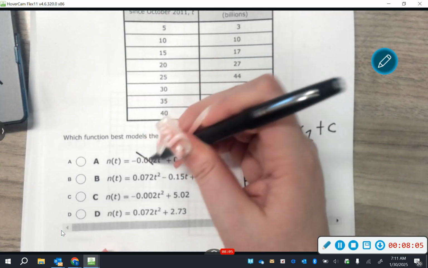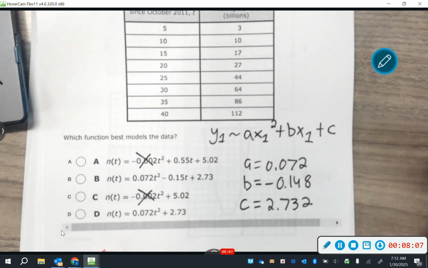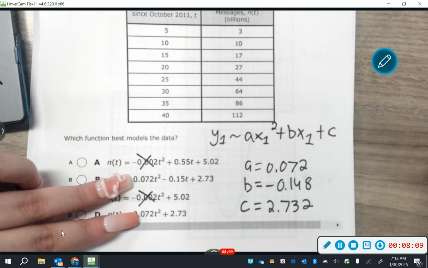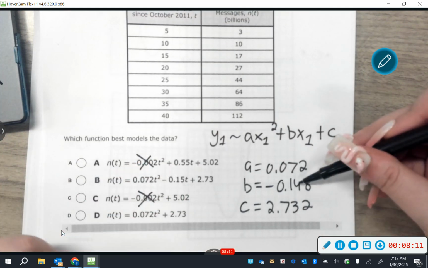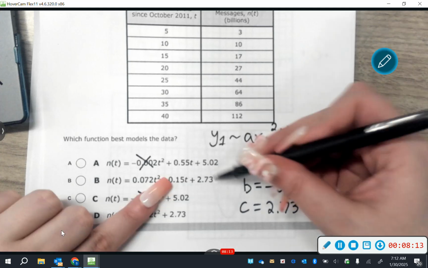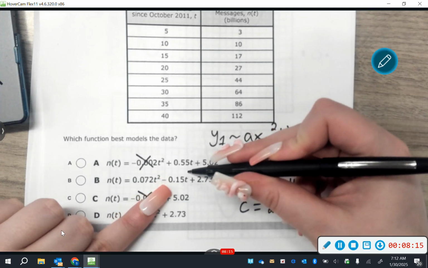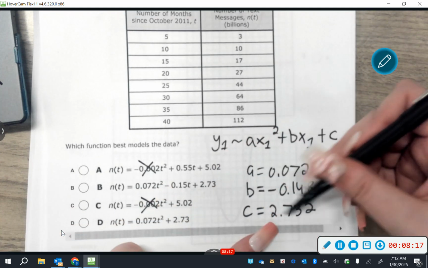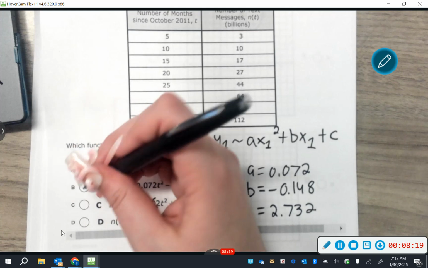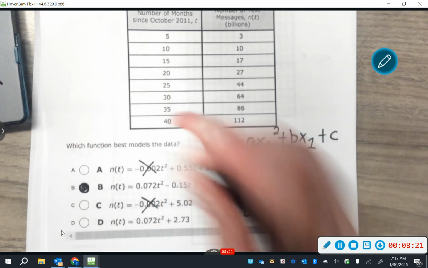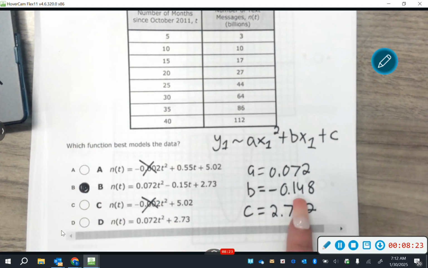Well, this is out. That one's out. So we got these two. That looks great. My b is negative 0.148. It looks like they rounded it up to negative 0.15. There's my 2.73. Our answer should be B. This one doesn't have my B in there.